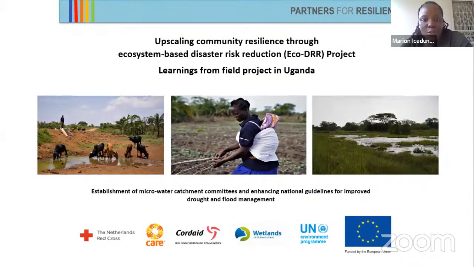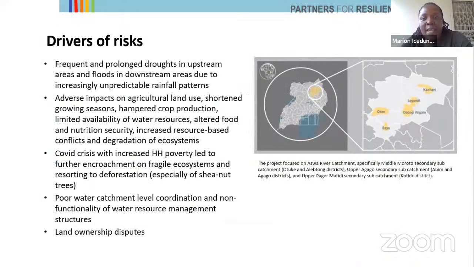I'm going to be presenting to you the learnings from Uganda that were implemented together with CARE, CODAID, and Wetlands International. For Uganda, we focused on the northeastern part of the country, where we're targeting the Aswa River catchment. The Aswa River is a very significant catchment area. This river flows northwards into southern Sudan and pours its water into the Nile River. So indeed, a very significant landscape there.